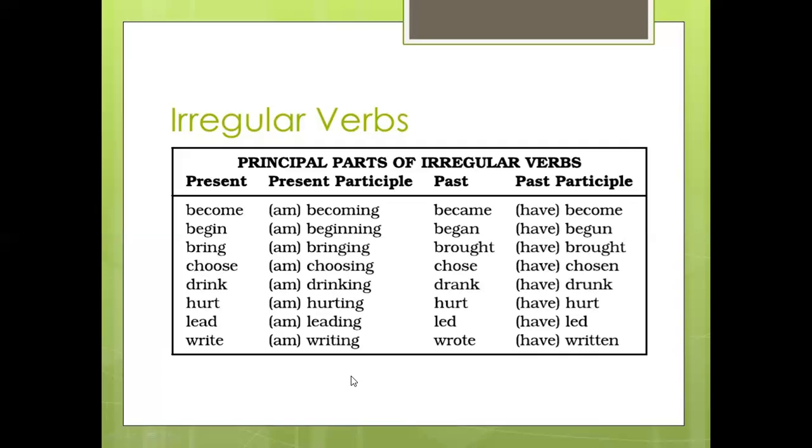Coming to exercise 3, fill in the blanks with the past tense or the past participle of the verbs given in the bracket. So this we are going to do tomorrow. Today we are only learning till exercise number 2. Rest, a new exercise we will start from next class. Is it clear to everyone?